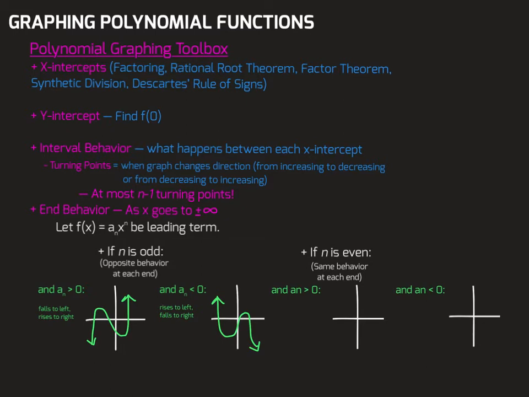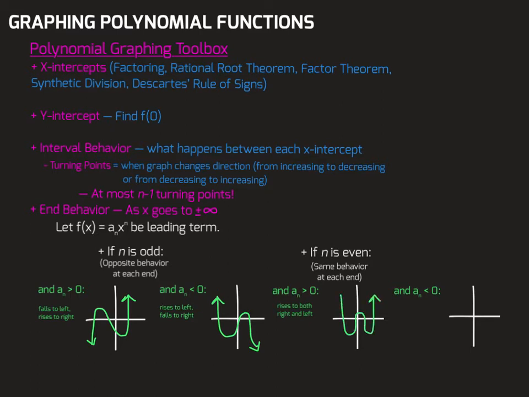Now, what about those even degree polynomials? Let's first look at when the leading coefficient is positive. Again, you can always think back on your quadratics because those are the simplest even degree polynomials that you guys already know. What happens if the leading coefficient of a quadratic equation is positive? It opens up. That's right, our graph will rise to both the right and the left.